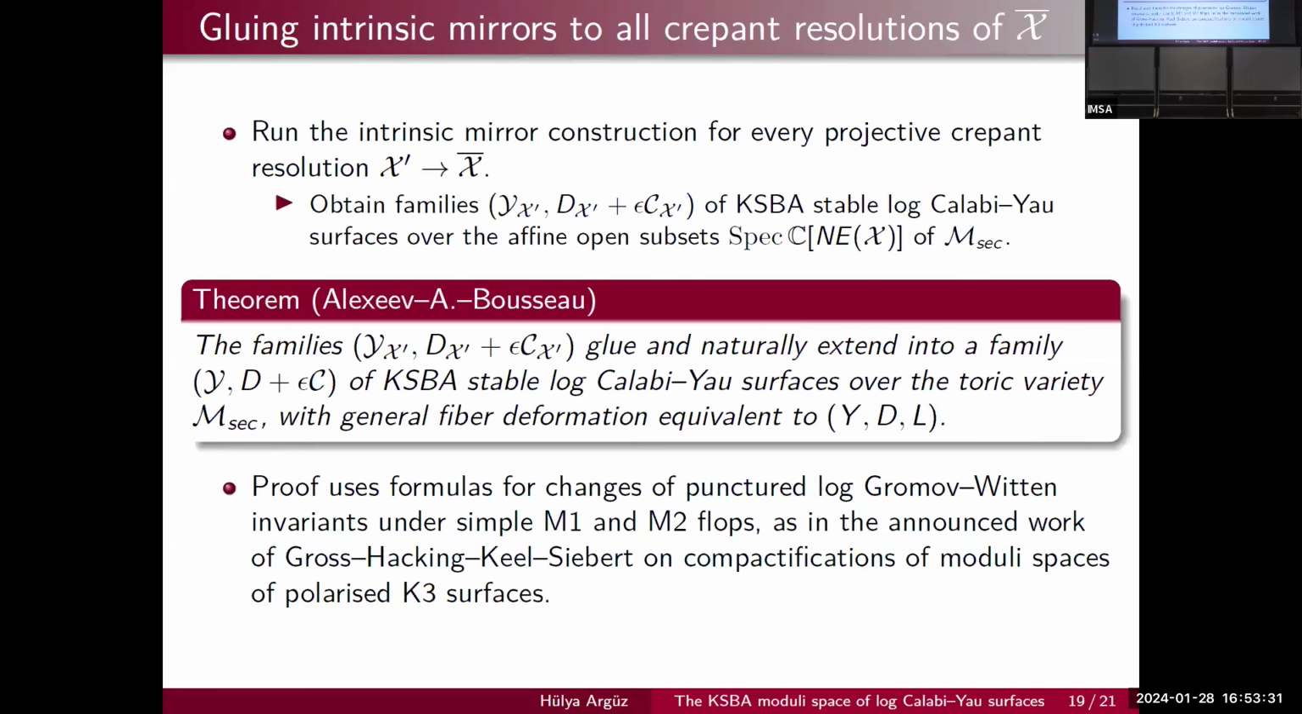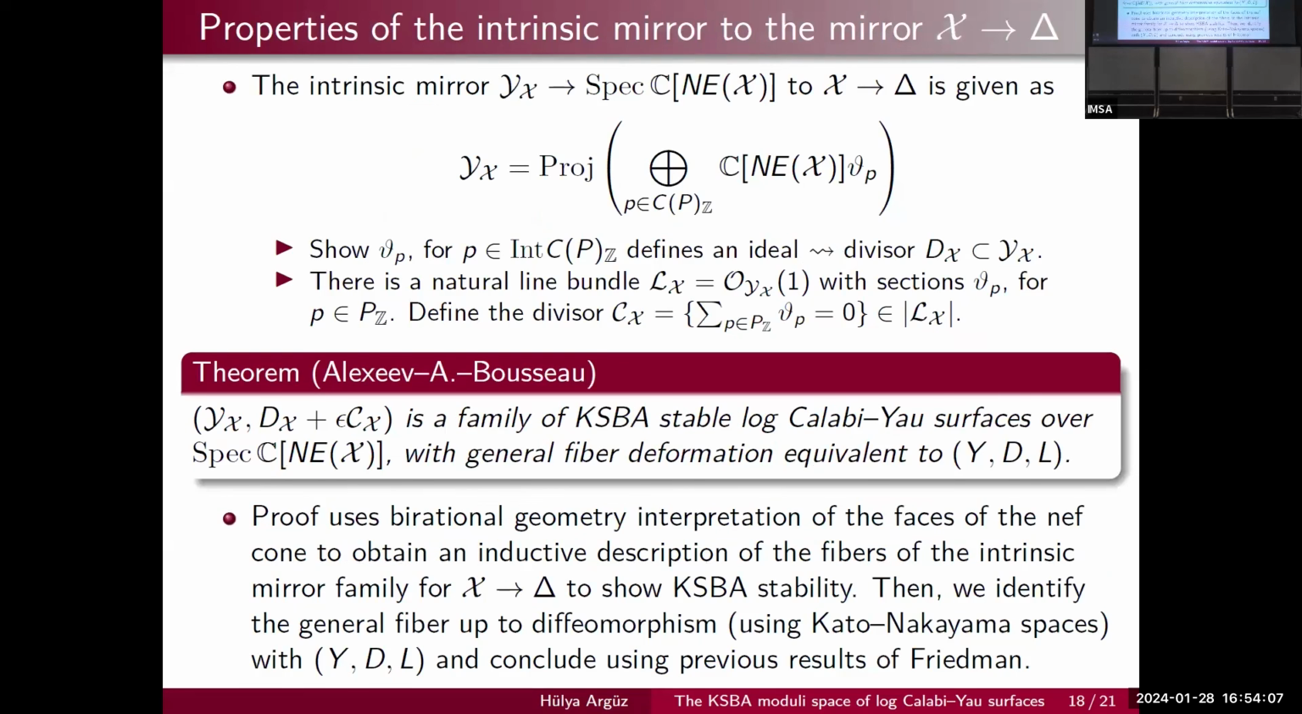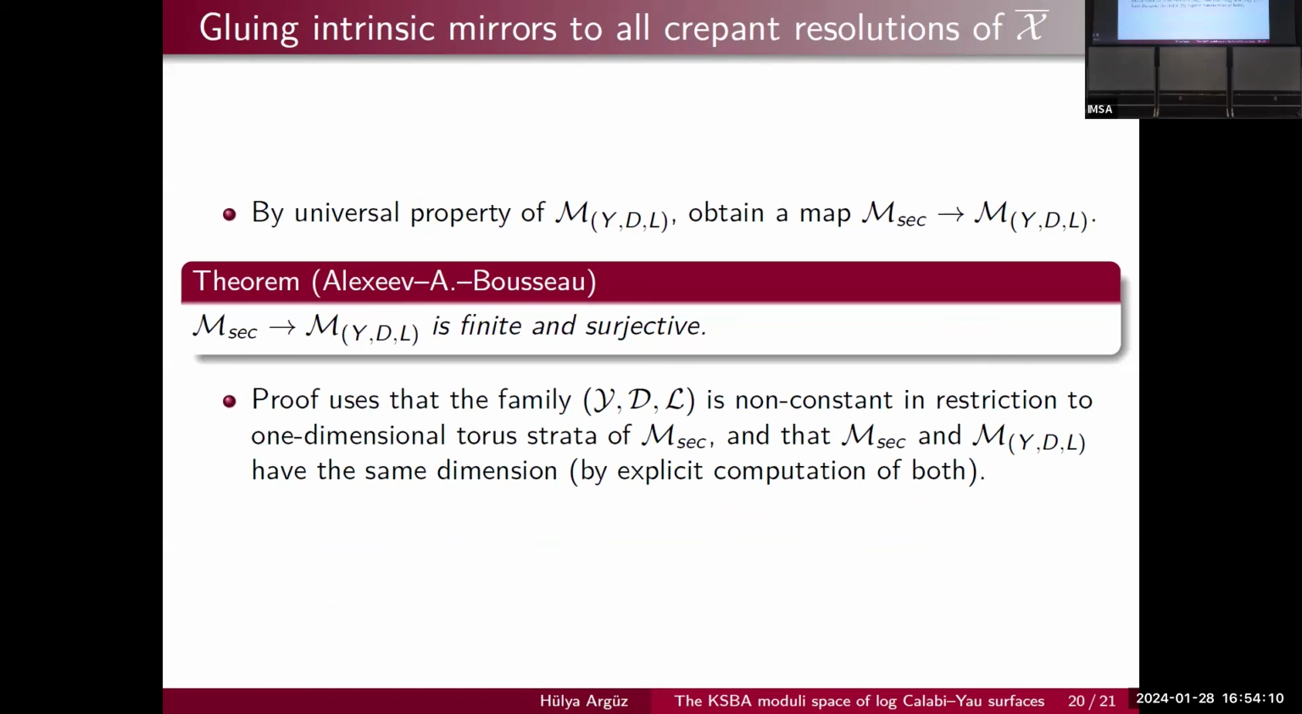So the final thing is to show, once you obtain all these mirror families over the affine toric varieties for different crepant resolutions, we obtain different mirrors, different KSBA families, but you can glue them together over the secondary fan. The proof of this should be included in some way in what Gross and Siebert announced in their ongoing work in progress. It uses some similar gluing arguments. We can glue the mirror family. So the final thing is, once you glue all these mirrors, we show you obtain a map from your toric variety to the KSBA moduli space.